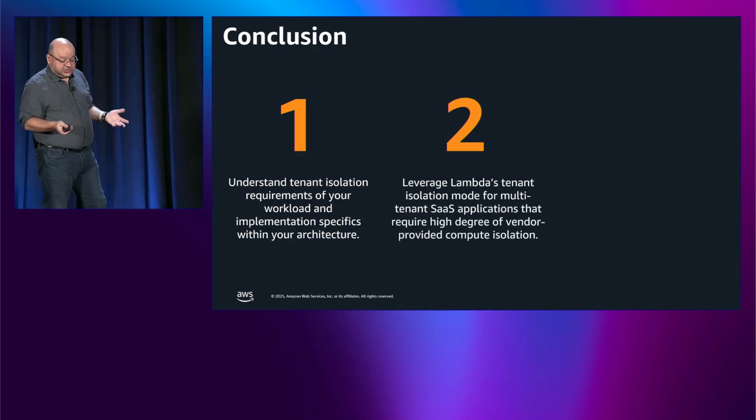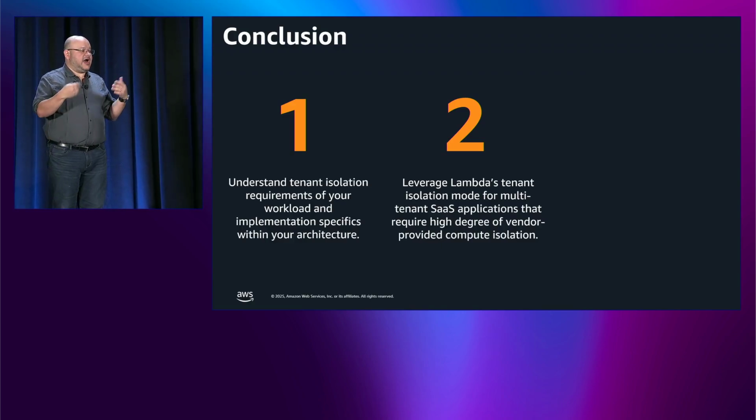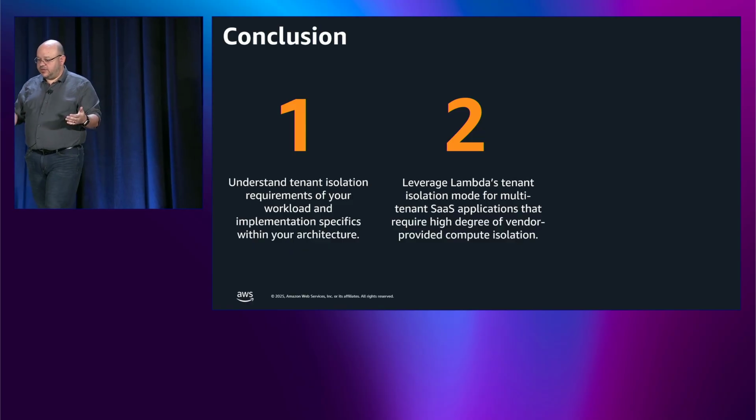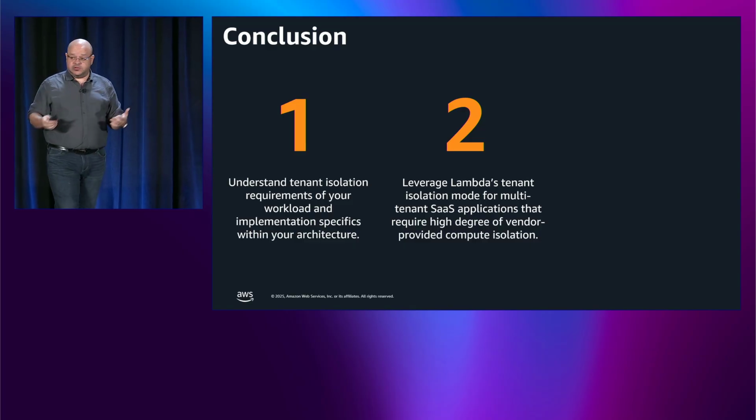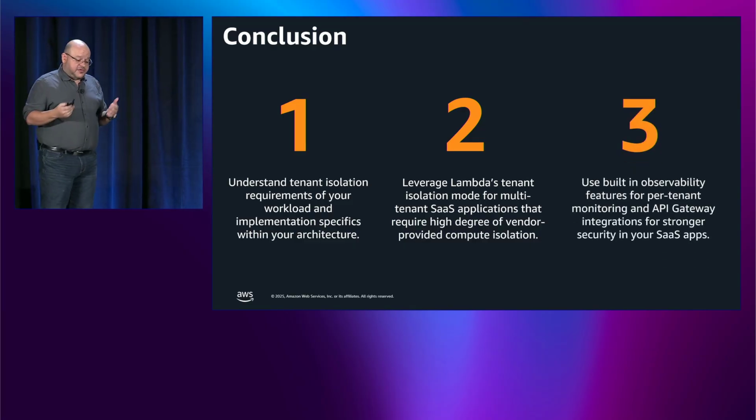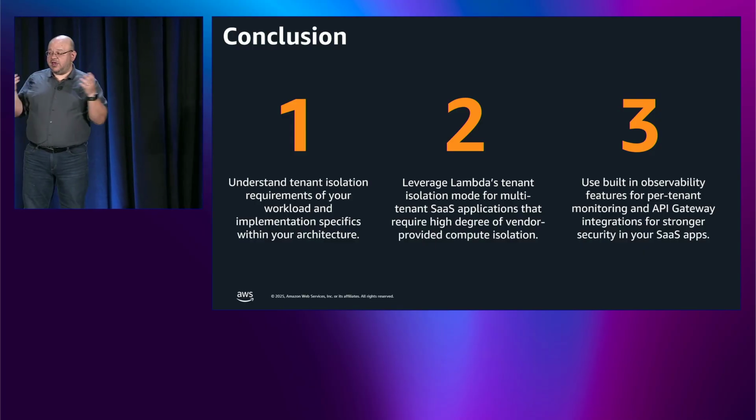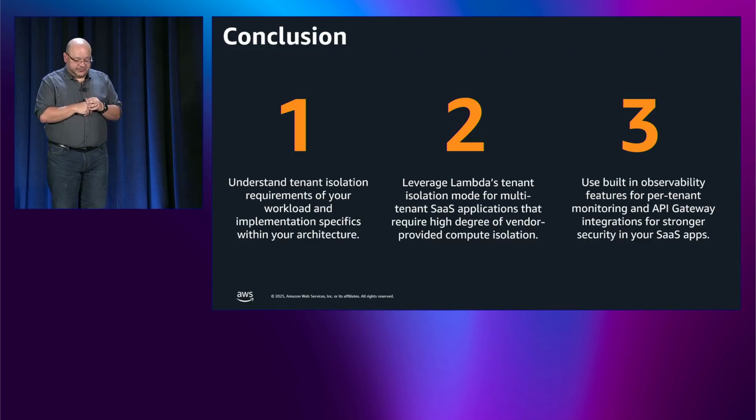Second, leverage tenant isolation mode for multi-tenant SaaS applications that require higher degree of vendor-provided compute isolation, right? Was it a blocker previously? Not exactly, but who was responsible for that? You, right? Now we're saying we're gonna help you with that. We're gonna give you vendor-provided compute isolation per tenant. Third, use built-in observability features like per-tenant monitoring and API gateway integration for stronger security in your SaaS application.